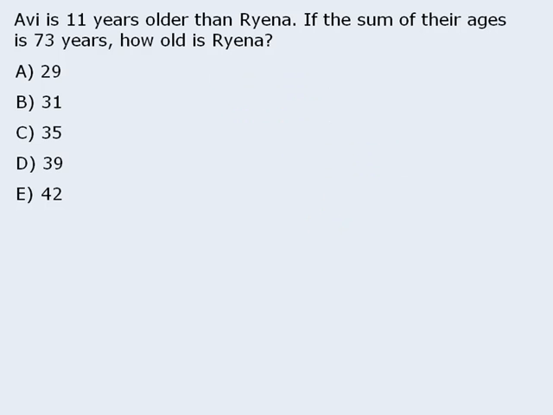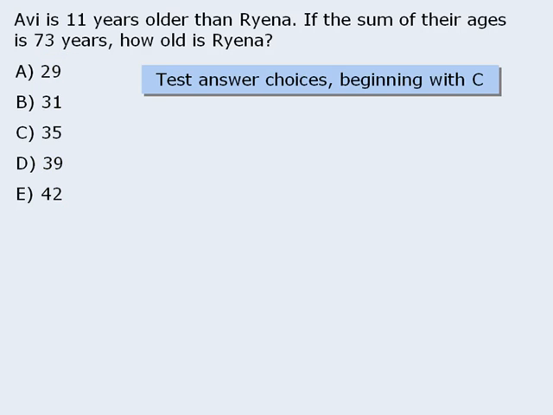Now, since the correct answer is among these 5 options, another approach is to test each answer choice beginning with the middle answer choice. Now, why should we test answer choice C first? Well, you will find that the answer choices on the GMAT are listed in either ascending or descending order. So if you test answer choice C and it does not yield the correct answer, you can sometimes eliminate other answer choices that are either less than or greater than C.